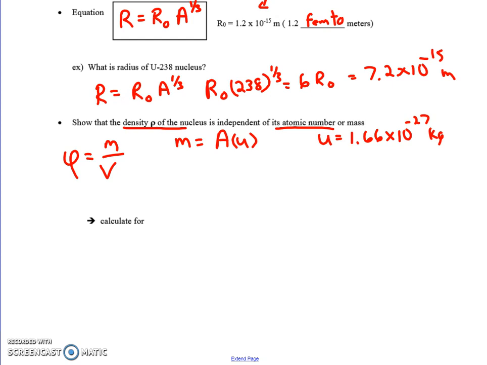How about volume? We're going to treat the nucleus as a sphere of sorts, so the volume is going to be 4/3 pi r cubed.